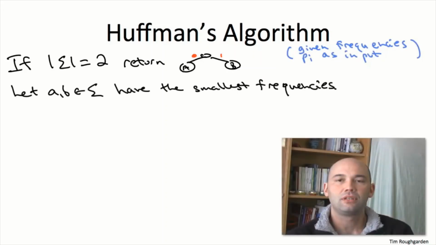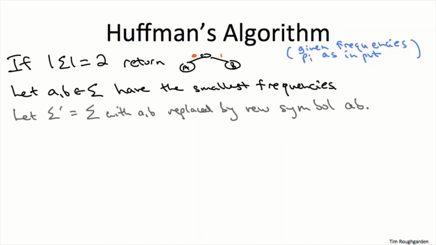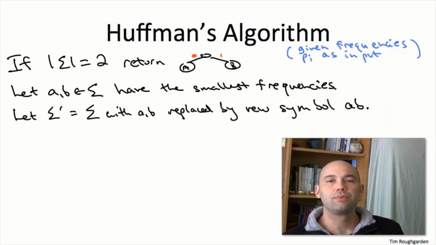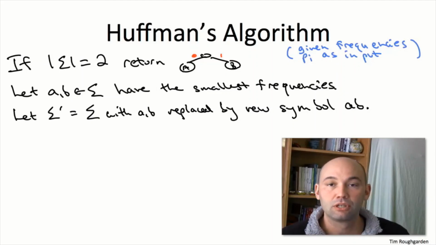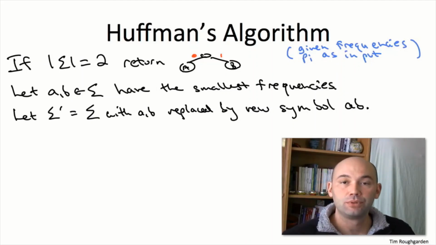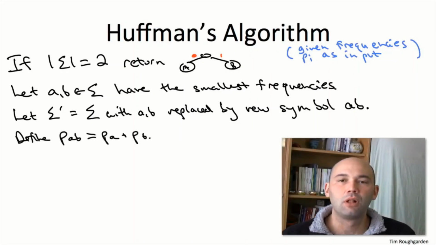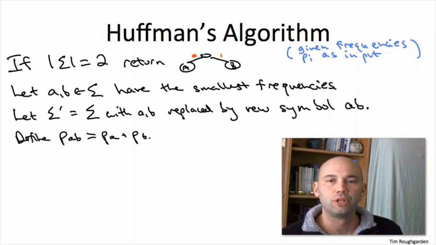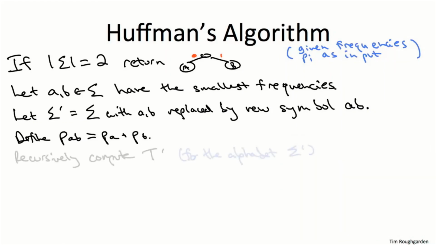We then replace these 2 low-frequency symbols A and B with a meta symbol AB intended to represent both of them in some sense. As we just discussed with those semantics, we should be defining the frequency of the meta symbol AB as the sum of the frequencies of the symbols that it comprises. We now have a well-defined smaller subproblem. It has 1 fewer symbol than the one we were given, so we can recursively compute a solution for it.